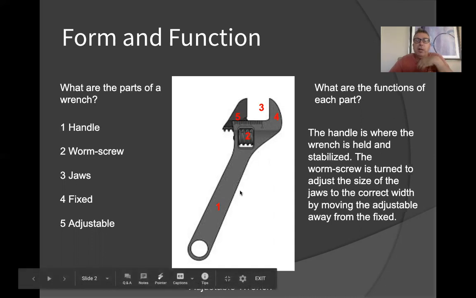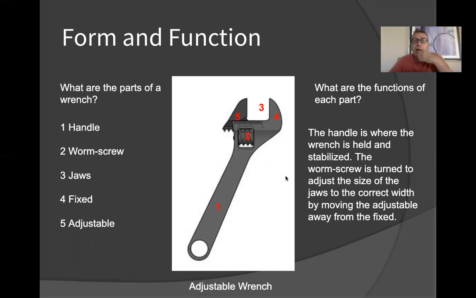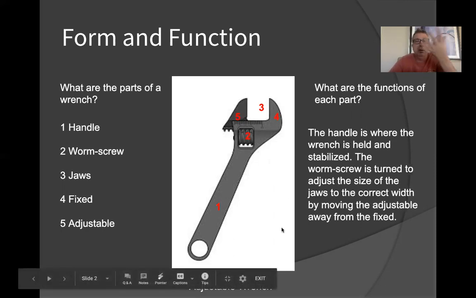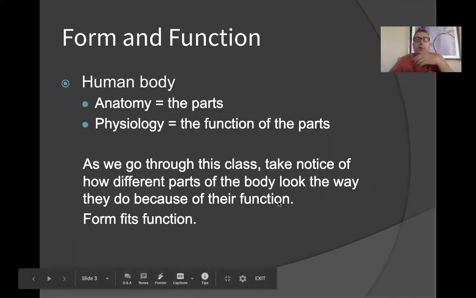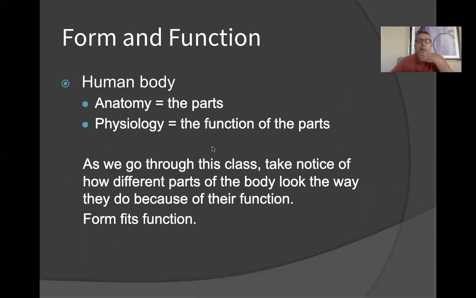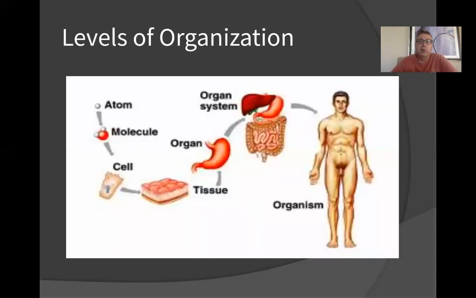So you hold the wrench here, you adjust the worm screw here to move the jaw, and then obviously you go ahead and turn the bolt. So that's parts versus function, right? The anatomy is the parts, physiology the function. As we go through this class, take notice of how different parts of the body look the way they do, and that's because of their function. We talk a lot about that in biology as well: form fits function. How a cell is formed determines its function. If you look at a nerve cell or a blood cell, they look different because their functions are different.